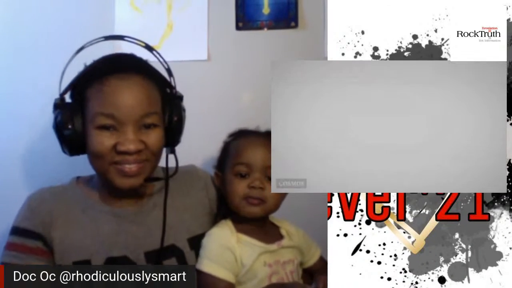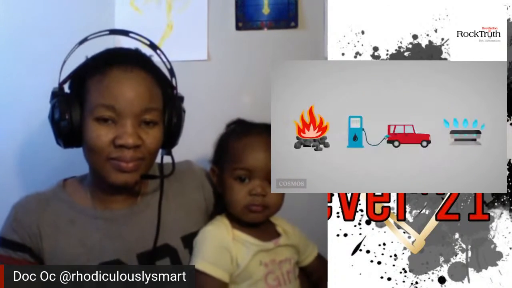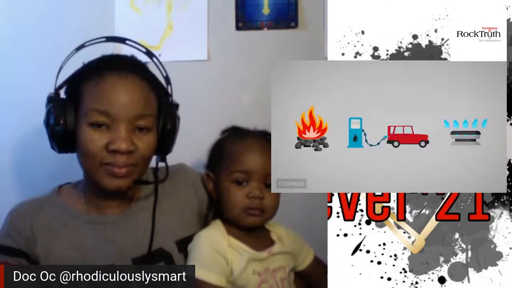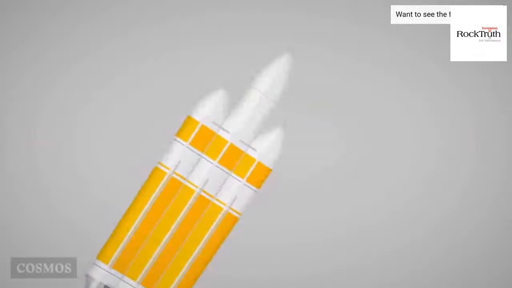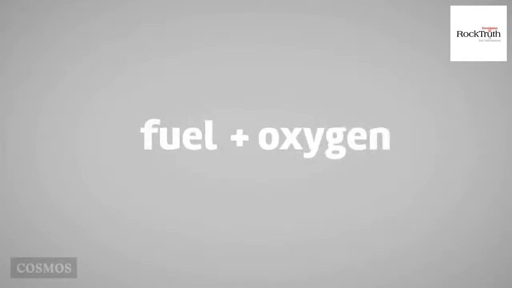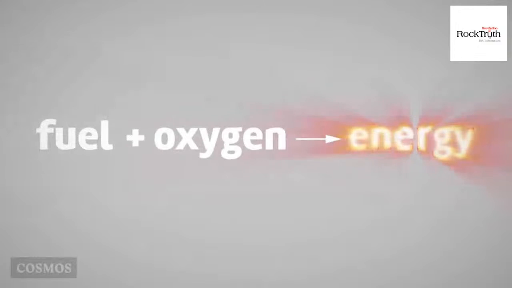Humans do a lot of burning. In the past, we burned a lot of wood, and we still burn some. We burn huge amounts of the fossil fuels: coal, oil, and natural gas. Sometimes we burn hydrogen. Although we burn different things, in every case, the substance that we burn, the fuel, combines with oxygen in a chemical reaction that releases energy, usually heat and light, and often sound.